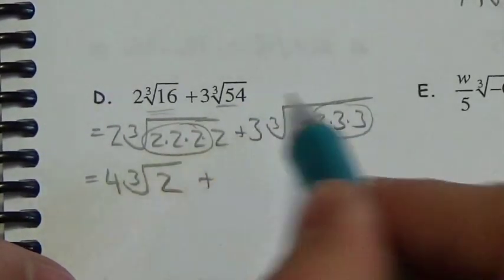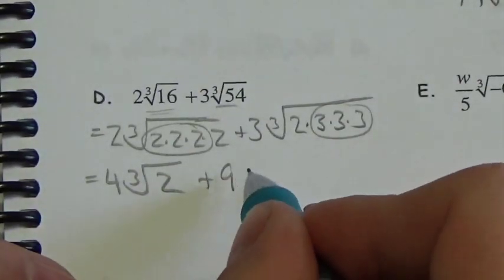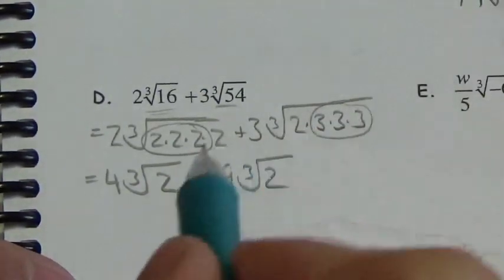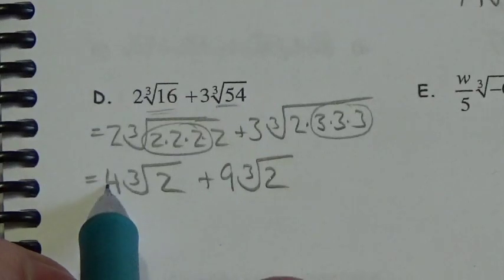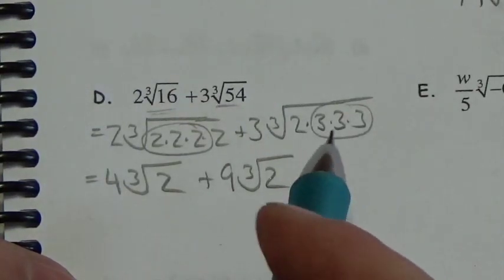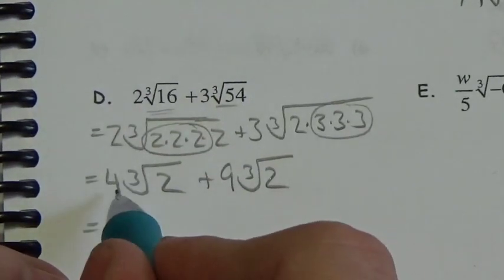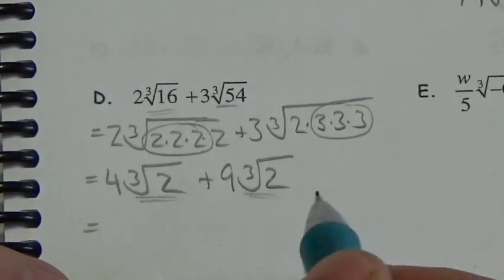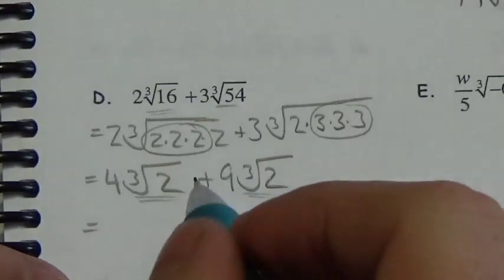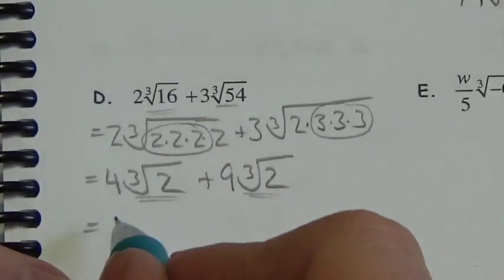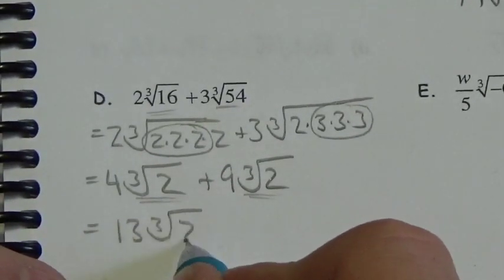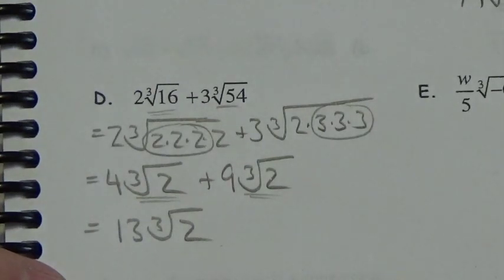Those 3s get multiplied by the 3 that's out front, so it's going to be 9 multiplied by the cube root of 2. And so again, here I've got 4 cube roots of 2 plus 9 cube roots of 2. Okay, so I just have to identify how many cube roots of 2 I've got total. Well, 4 and 9 is going to be 13 cube roots of 2. So that's what that expression would simplify down to.